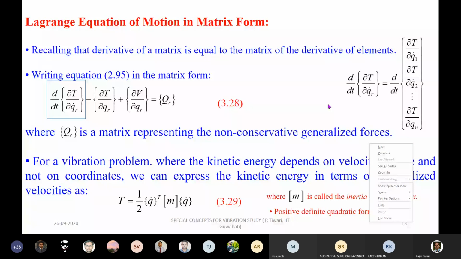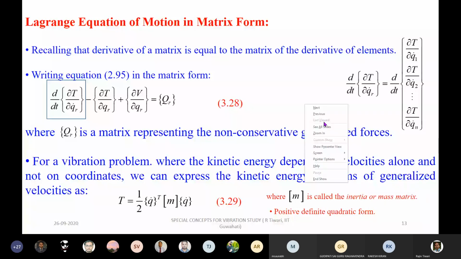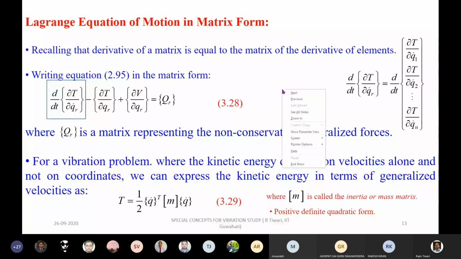This is the Lagrange's equation I was discussing in the previous class also, in matrix form, and I've explained the representation on the right side: each vector has n components. If we expand, that will be very cumbersome, so this kind of representation is used to represent the expanded form of the equation.